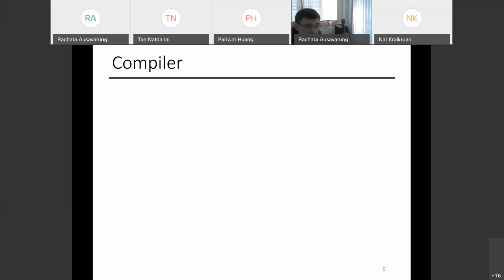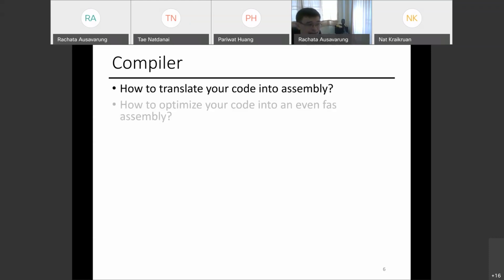Then let's talk about compiler, right? One of the things that you learn in this class is assembly, right? I hope you still have the distant memory that we talk about how jump instruction works. How would you build the jump table to handle switch case? If you don't have any of those recollection, I definitely recommend you remember it before the exam. But yeah, so we talk about how to translate your code into assembly.